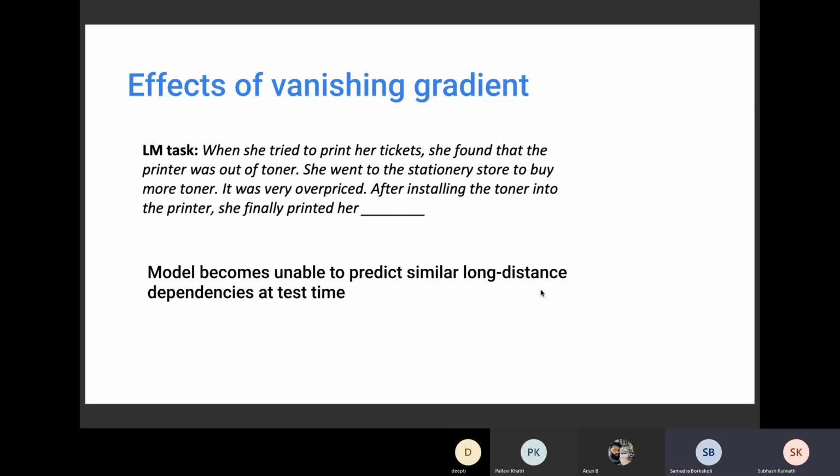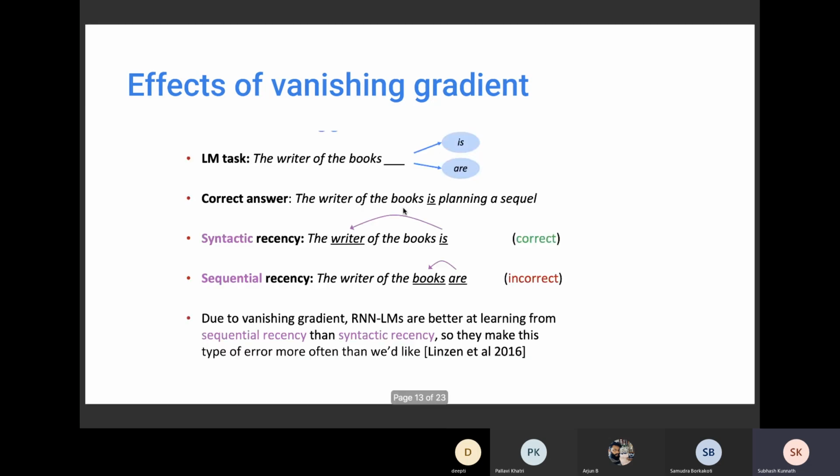Can you predict? Tickets, I think. So the idea of tickets is coming from the first sentence. It's a long-term dependency. If you ignore this part and see all the other sentences, you won't be able to predict this word. That's the problem with the vanishing gradient, and that's how it shows up in application. Now we have to see how to deal with this problem.